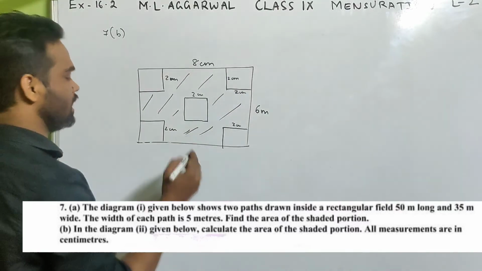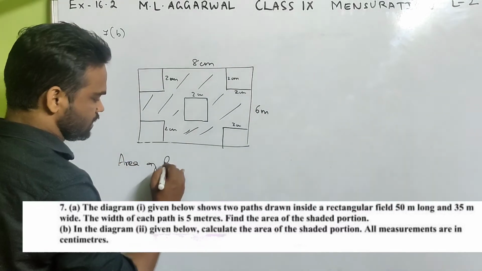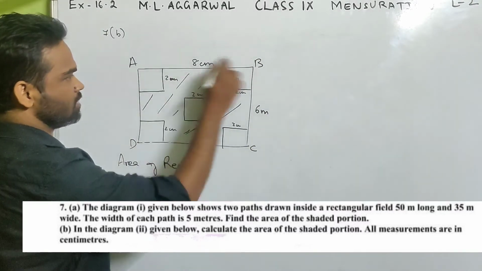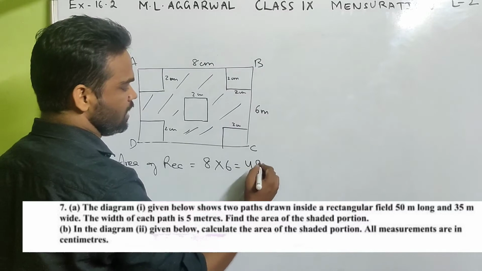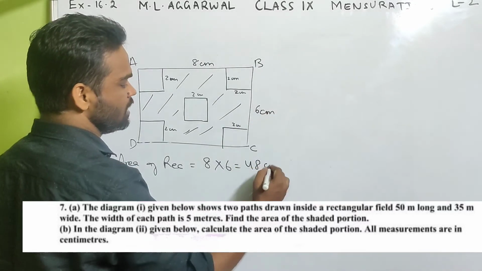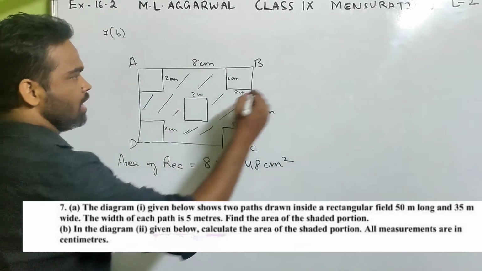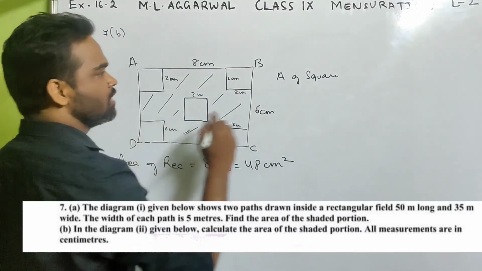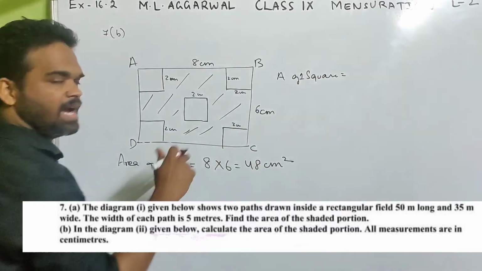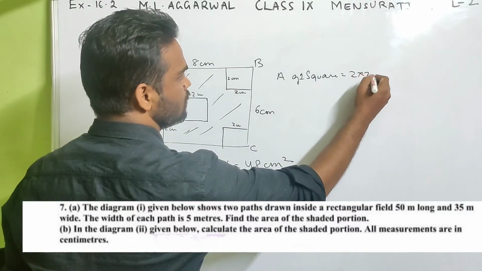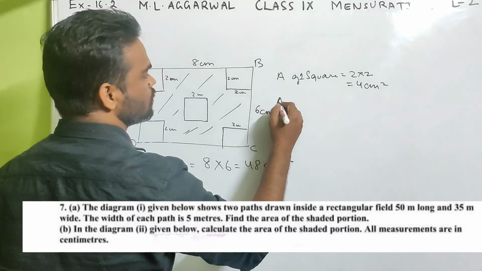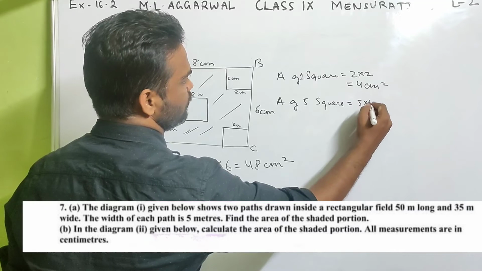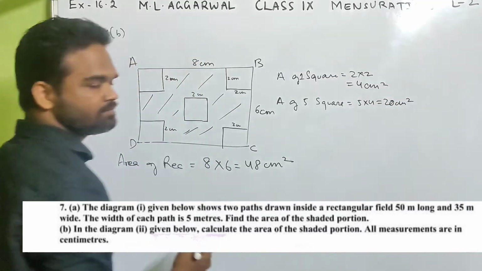Very easy. Area of rectangle ABCD is length into breadth, that is 8 multiplied by 6, that's 48 centimeter square. Area of square, 1 square, because they all have the same dimension. First find area of 1 square. Area is what? Side into side, which is 2 into 2, that's 4 centimeter square. So area of how many squares are there? 5 squares. 5 into 4, that's 20 centimeter square.